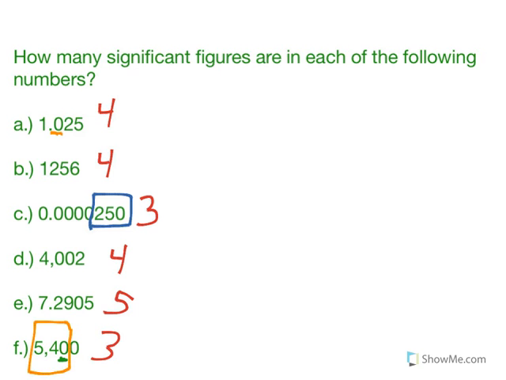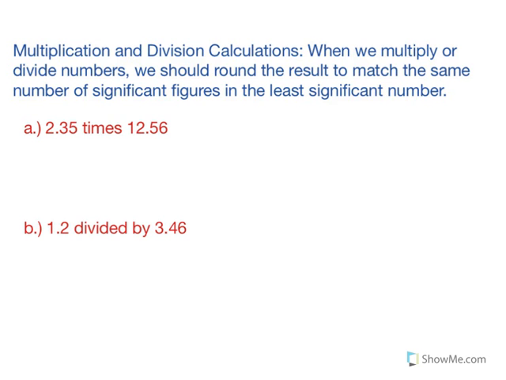All right, so what happens when we do some calculations, meaning multiply, divide, adding, and subtracting? Well, when you multiply and divide, you should not round until the very end. Your ending result will have the number of significant figures of the least significant number. So when you look at the numbers that we're starting with in letter A, we've got 3 significant figures here and 4 here. So when I find my answer, I want to round it to 3 significant figures.